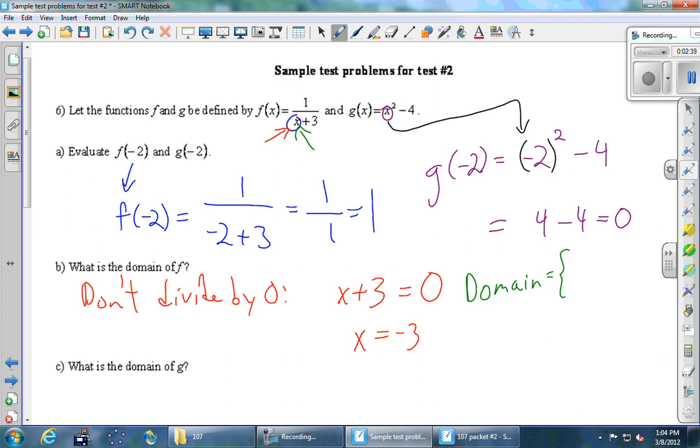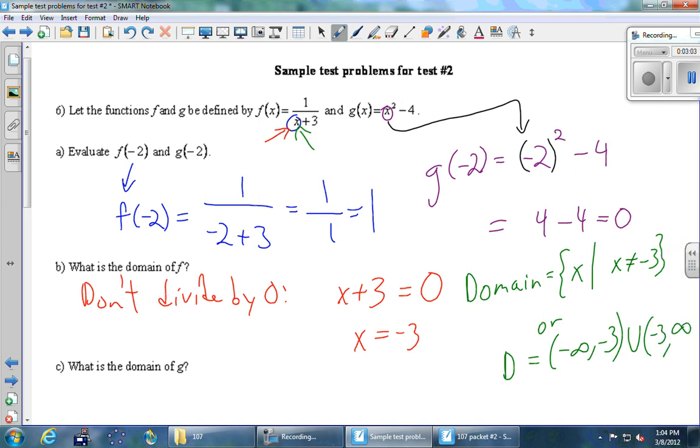So a couple of ways to write it. In set builder notation, it's the set of all x such that x is not equal to negative 3. Or in interval notation, you can go from minus infinity all the way until you get to negative 3. Don't include negative 3. Union, then we'll pick up again right at negative 3, but don't include it again. And then go out to infinity. And so that's how we can exclude negative 3.